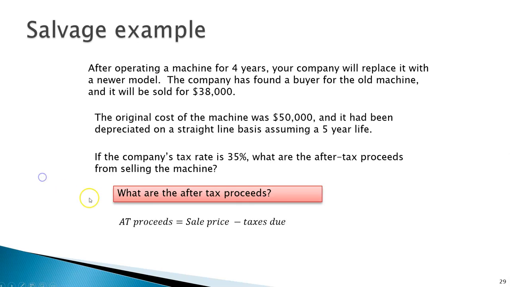And the after-tax proceeds then are going to be the $38,000 I sold it for minus the $9,800 in taxes paid, and that's $28,200.